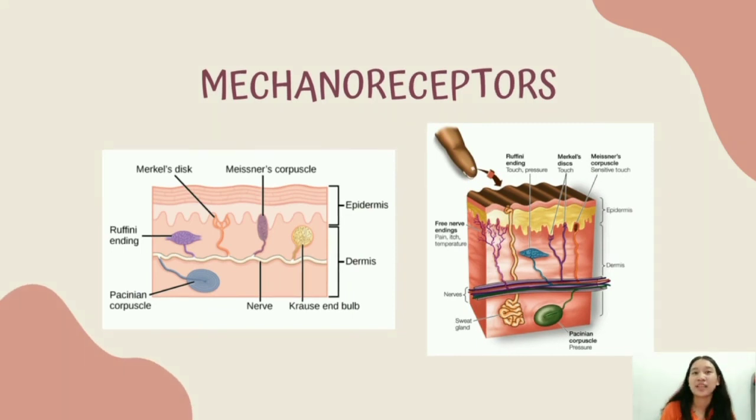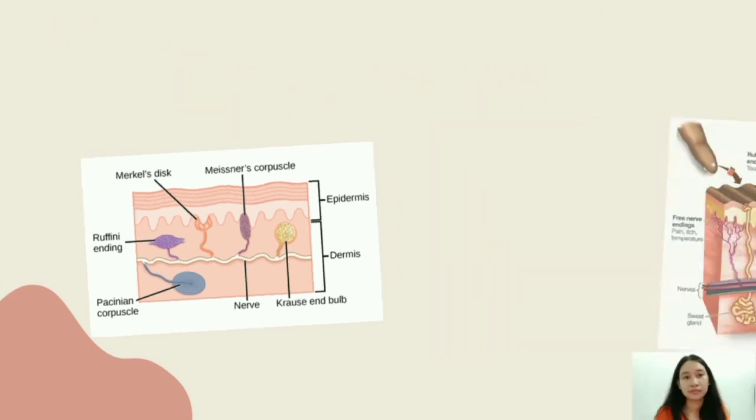These receptors are mechanical, which means they feel physical change. The change could be when an object presses firmly or just brushes against the skin.